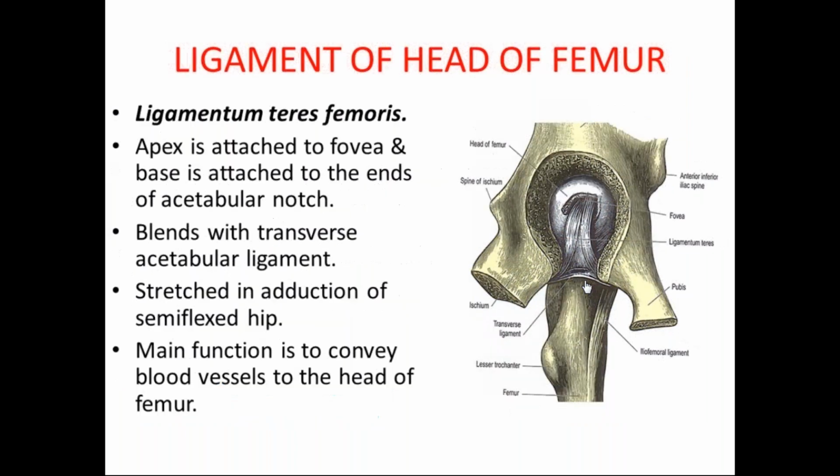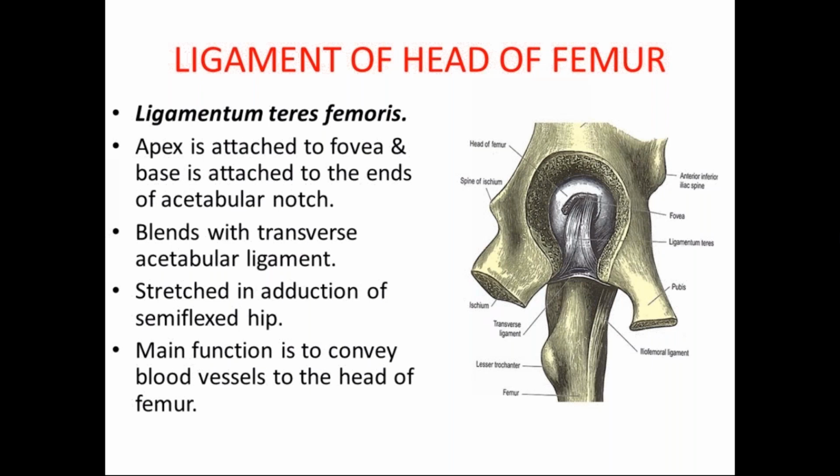The next ligament is ligament of head of femur, also known as round ligament or ligamentum teres femoris. It is a triangular ligament, the apex of which is attached to the fovea capitis, and the base is attached to the ends of acetabular notch, merging with the transverse ligament and the margin of acetabular notch. The main function of the ligament of head of femur is to transmit arteries to the head of femur from the acetabular branch of the obturator and the medial circumflex femoral arteries. It is stretched in the adduction of the femur.